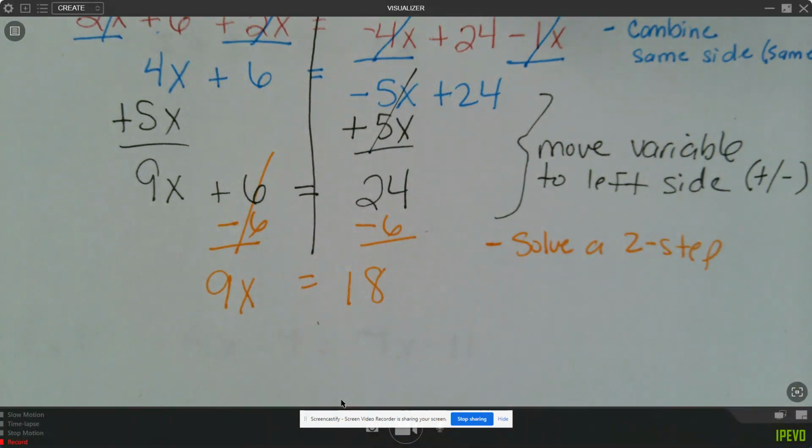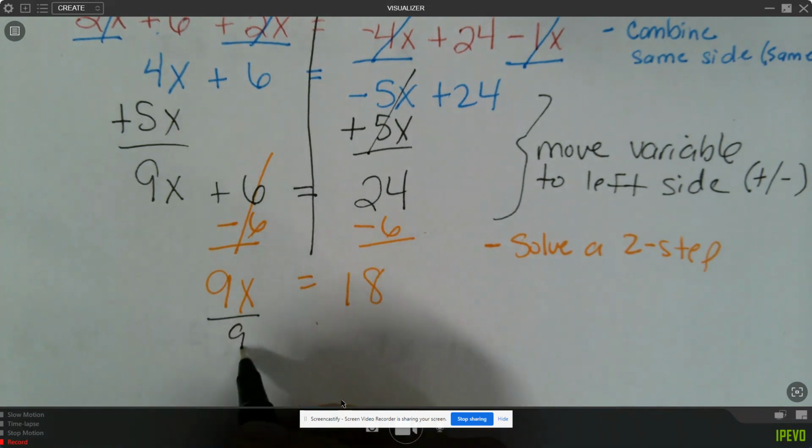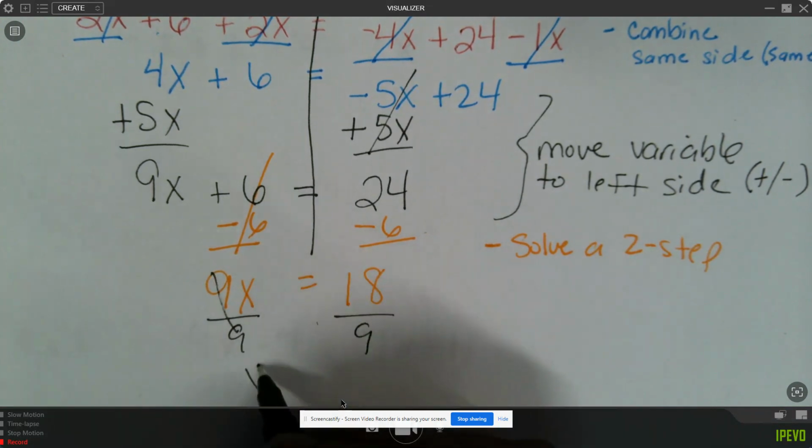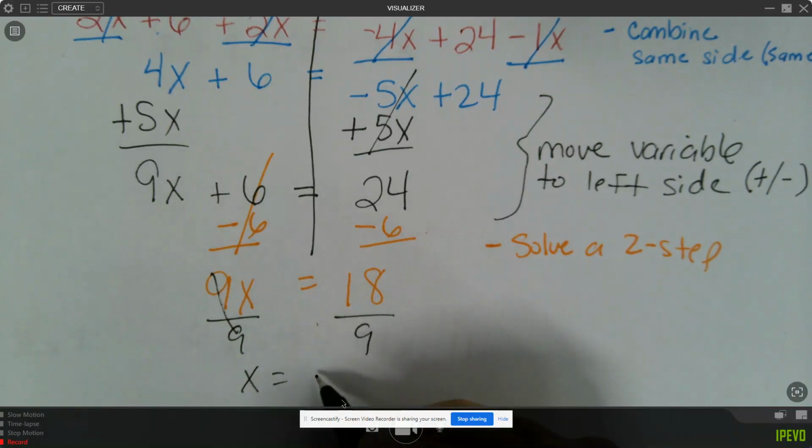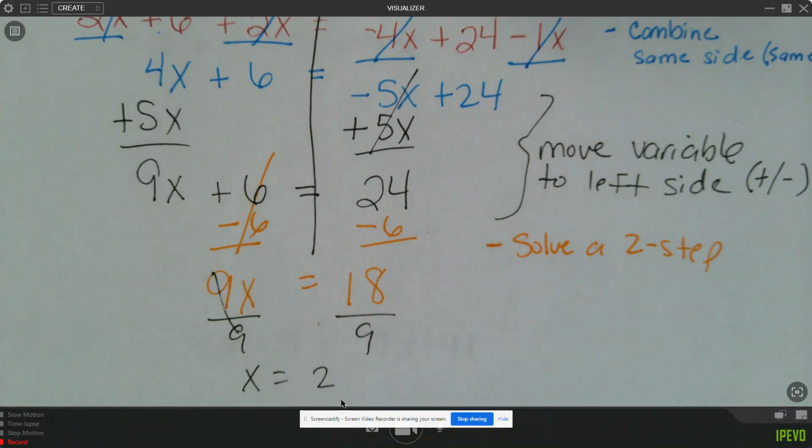The last step is always to divide by the number with the variable. The number with the variable is 9, so I'm going to divide both sides by 9. That doesn't mean it'll always be the smaller number, by the way, so do watch that. So you should have x equals 2. All right, so all of the pieces you just did broke up a multi-step equation, but you should be able to do them pretty easily.